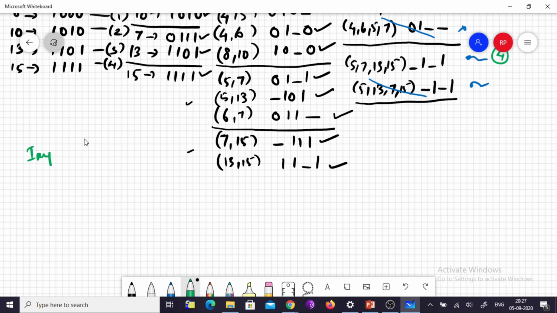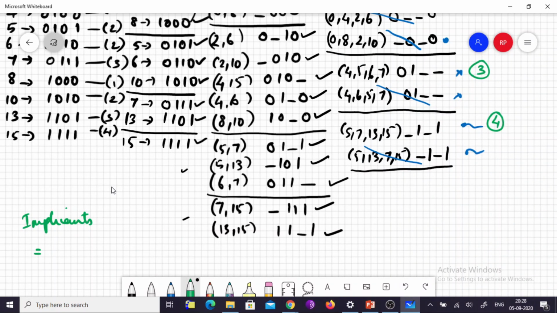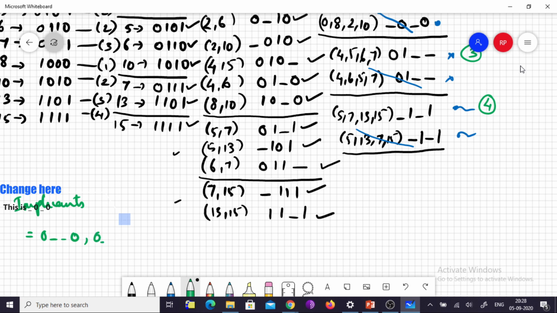The implicants we have obtained here can be written as: the first implicant is 0, 2, 4, 6, that is 0, double dash 0. The second implicant is 0 dash 0 dash. The third implicant is 0, 1, double dash. And the fourth implicant is dash 1, dash 1. So we have totally 4 implicants here.